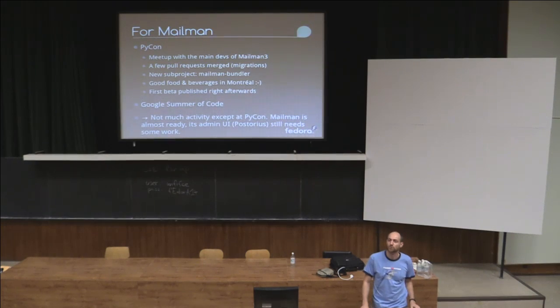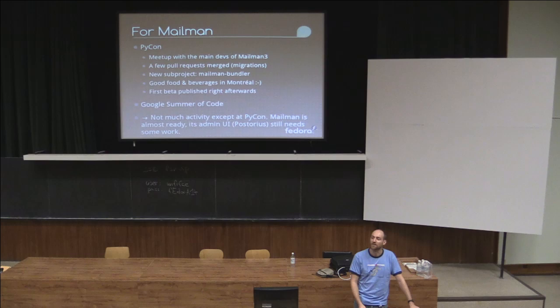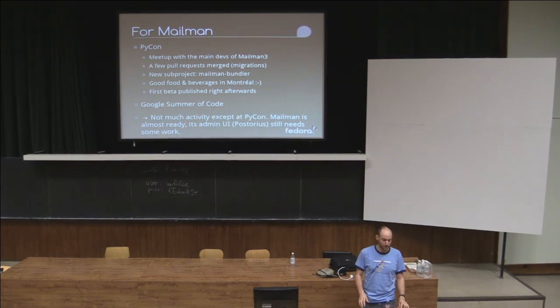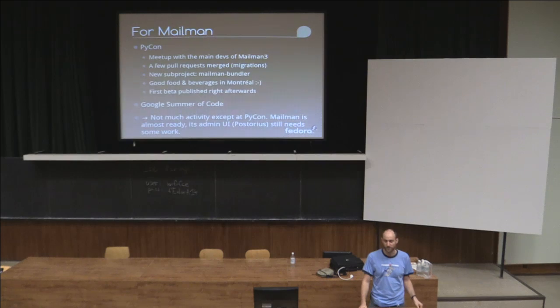And we created a new package, it's like a glorified script actually, that installs Mailman and Hyperkitty and its administration interface called Postorius on the same server with compatible configuration files. So that makes it very easy to test Mailman. And we published the first beta, because Mailman was in alpha before that. There's been the Summer of Code, which did not concern Hyperkitty a lot. And there's been not much activity during the year except at PyCon. I mean, some of it, but not a lot.